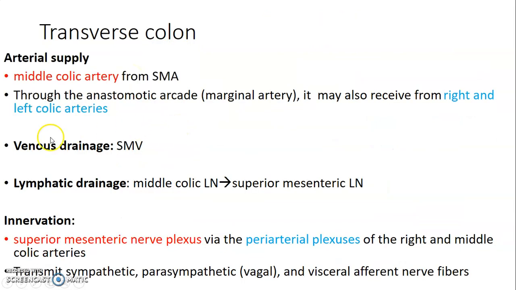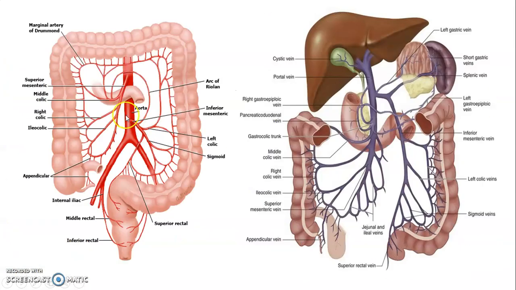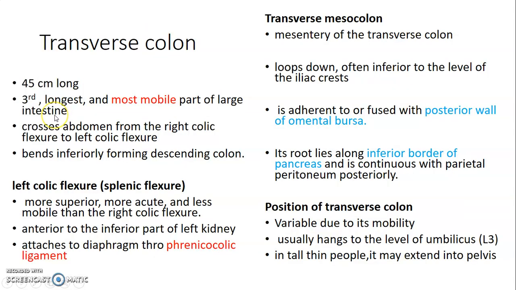So there is a communication between the right colic and left colic arteries with the middle colic arteries, and that's shown here. This is your right colic artery, and this is left colic artery from inferior mesenteric artery. So they will all go and communicate with the middle colic at the marginal artery of Drummond.